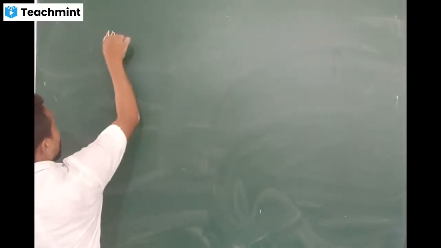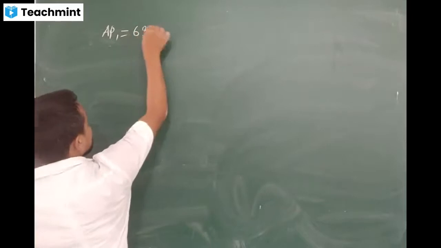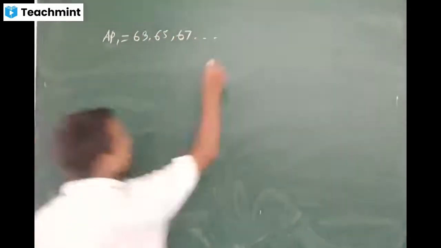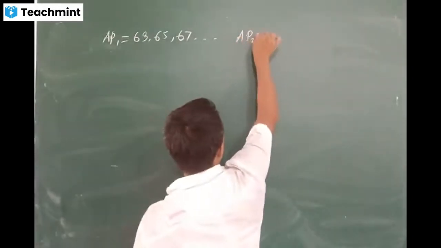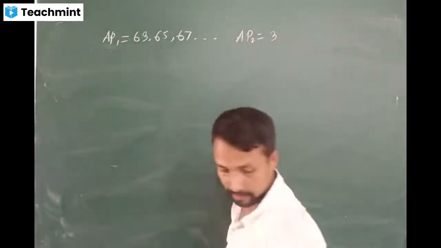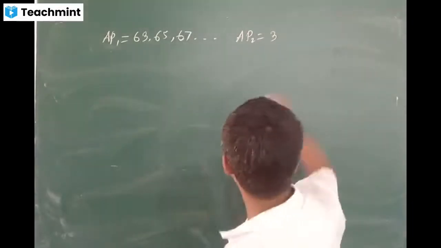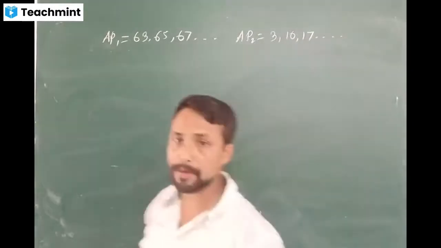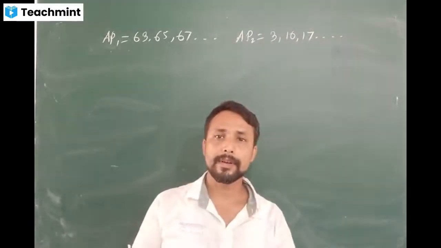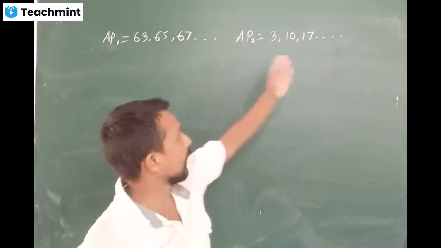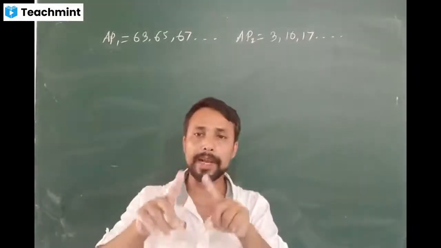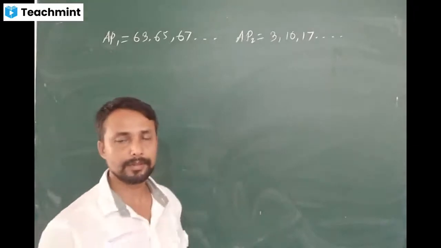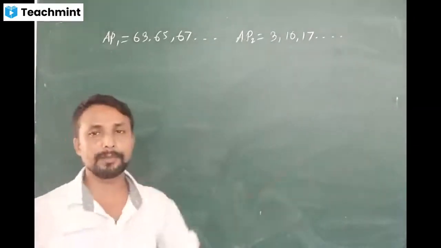The first AP is 63, 65, 67 and so on. The second AP is 3, 10, 17 in this way. Which term, if it goes like this way, will make both the same value? Exactly the same value. That number of the term we have to find.